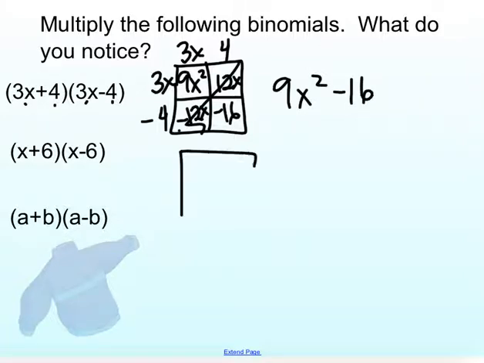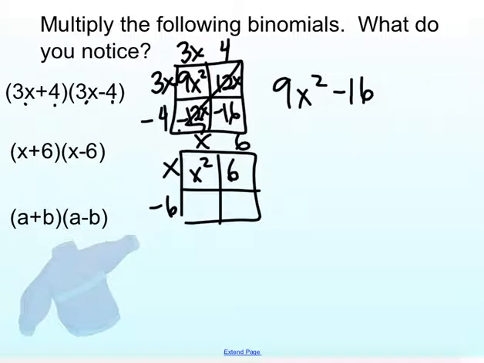Second one, let's try that. We get x, 6x, and negative 6, so x squared, 6x, negative 6x, and negative 36. Once again, these get canceled out. So we get x squared minus 36.